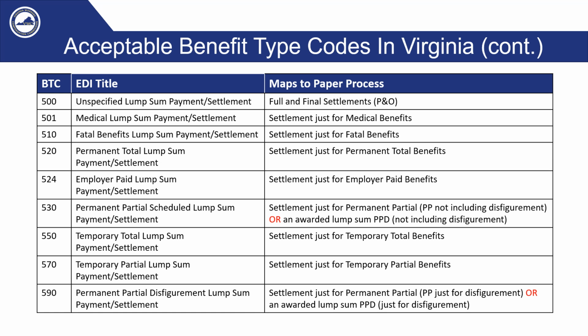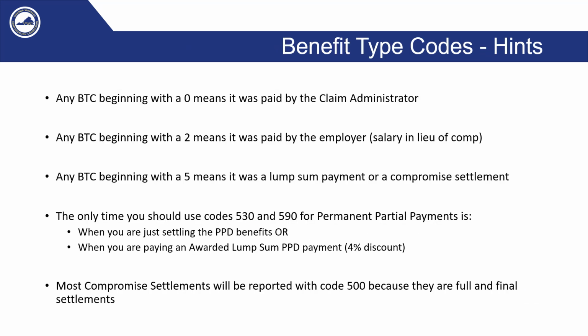Here is the second half that covers acceptable 500 series codes. These codes are used to report an awarded lump sum and/or compromise settlement. They should only be used when the Commission has awarded a lump sum or the claim has settled. Here are some hints when it comes to reporting benefit type codes. Any BTC beginning with a 0 means it was paid by the claim administrator. If it begins with a 2, it means it was paid by the employer. If it begins with a 5, it means it was a lump sum payment or a compromise settlement.